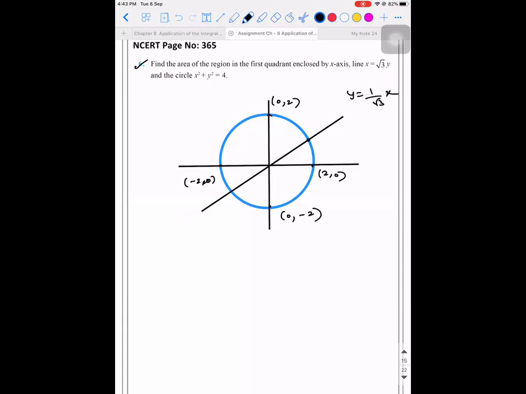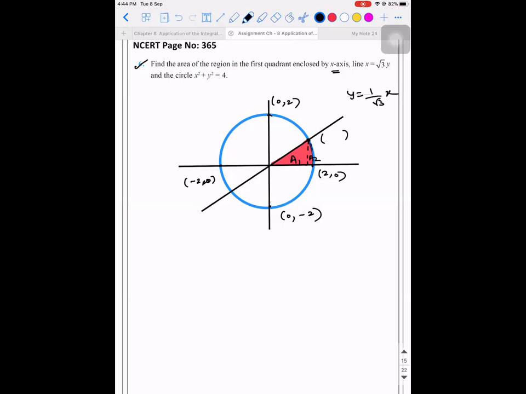Okay. So what are they asking? Find the area of the region in the first quadrant enclosed by the x-axis. X-axis means you integrate with respect to x only. This is also similar to the problem which we already did. So you drop a perpendicular. You will find the point of intersection. You will have it as A1 and A2. For A1, which curve are you supposed to take? y is equal to 1 by root 3 x. That's right. For A2, you will take the root of 4 minus x square dx.